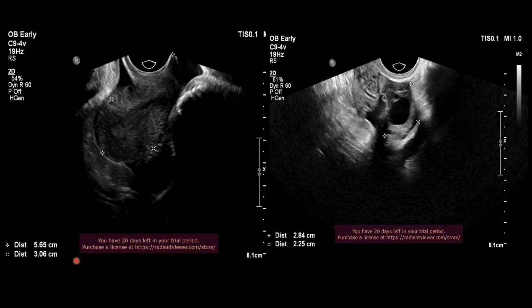On transvaginal sonography, we could see that the uterus was normal. There was no evidence of any gestational sac or thickened decidua or endometrium. There was mild free fluid in the POD. The left ovary was normal.